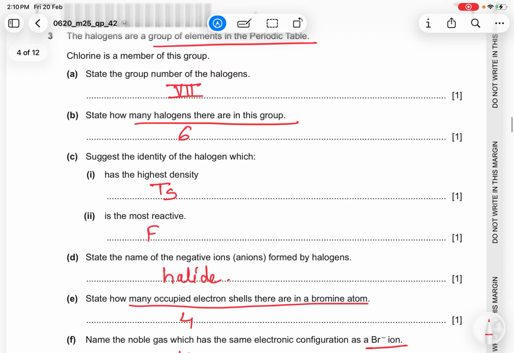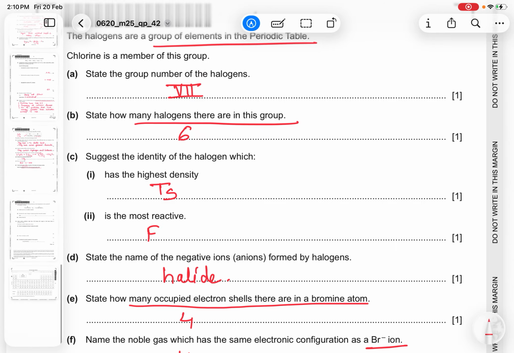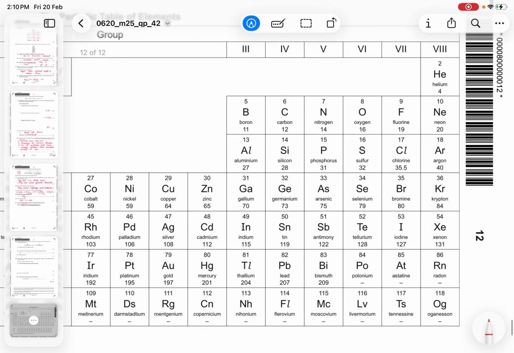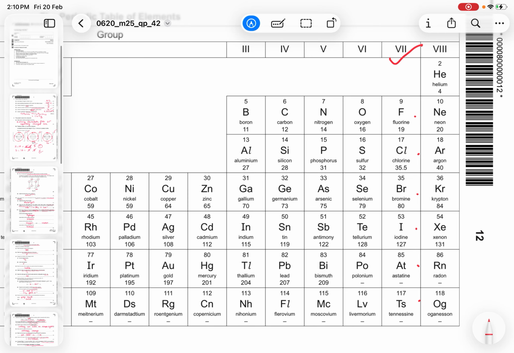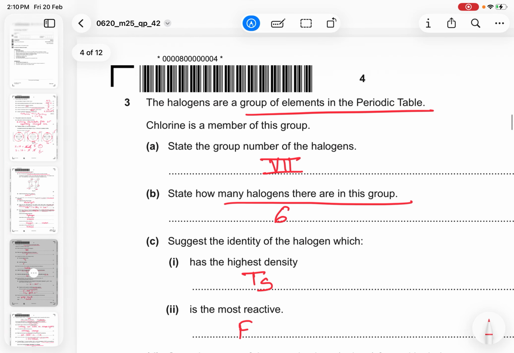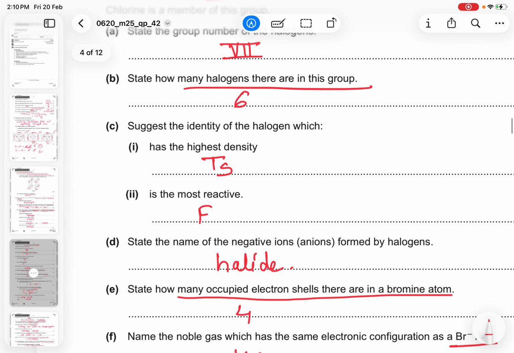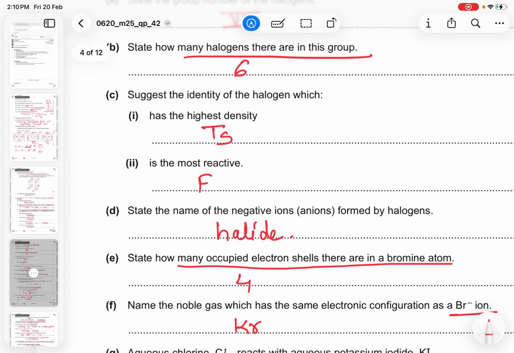Next, state how many halogens there are in this group. For that, we will have to refer to the periodic table. We have to find the number of halogens in this group. This is our group 7 and we have 1, 2, 3, 4, 5 and 6. Six halogens.